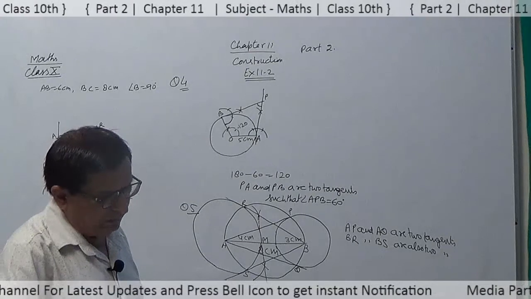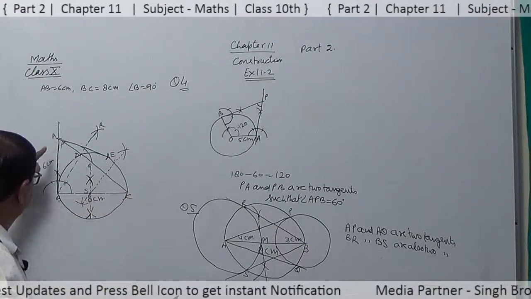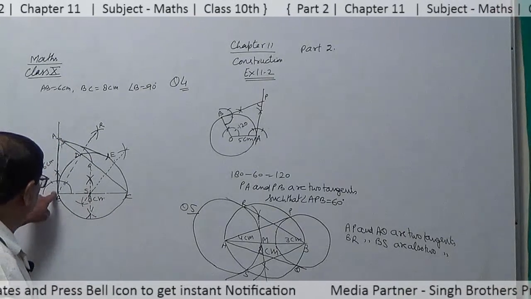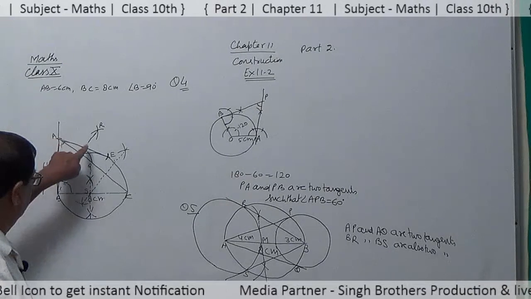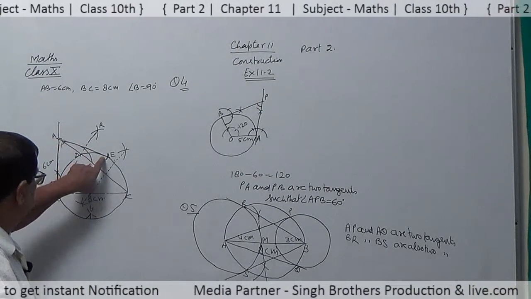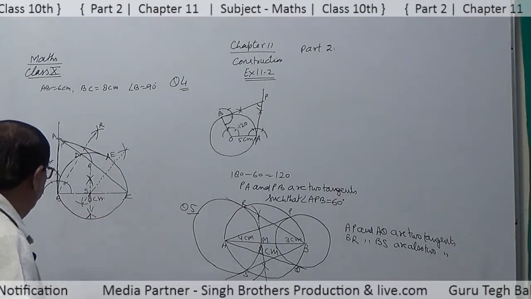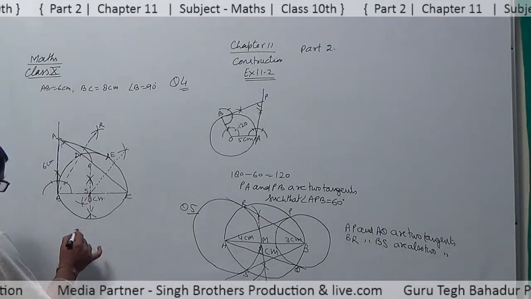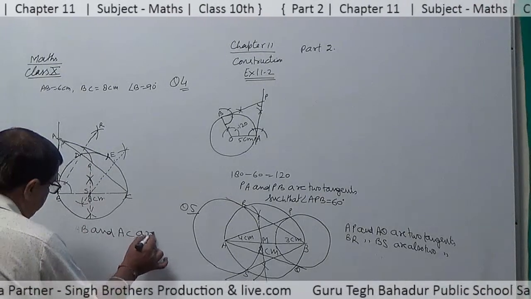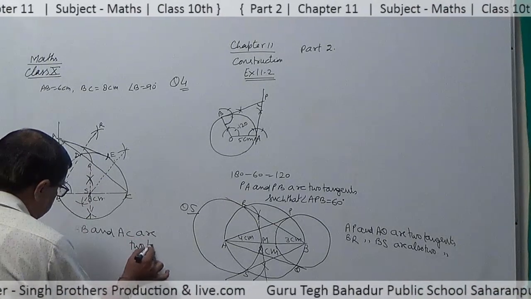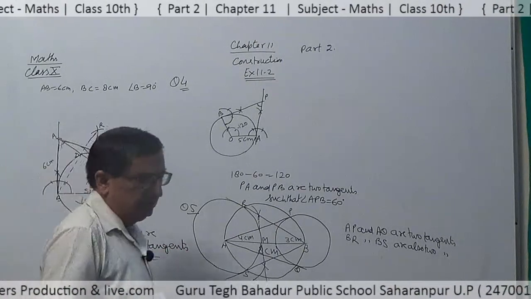Fourth part, draw the tangent from point A to this circle. So, AB is a tangent, it is of 6 centimeter. We will also draw another tangent which is also 6 centimeter. AE is another tangent. AB and AE are the two tangents. So, here this chapter is completed.